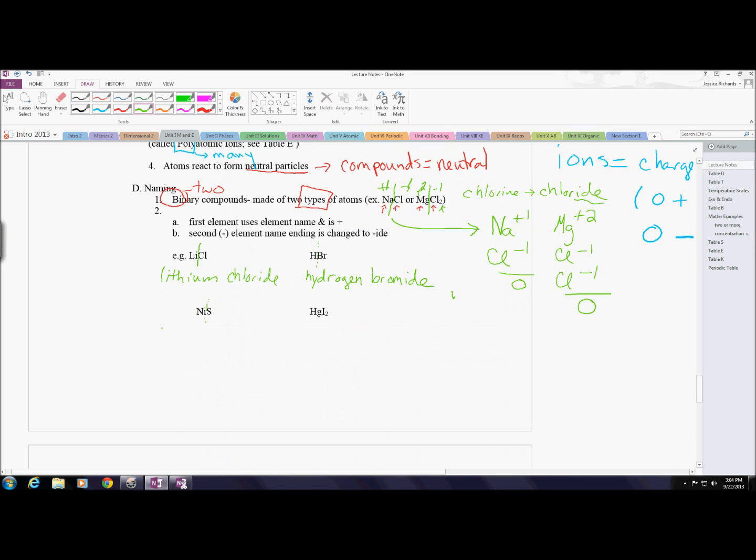Since the nickel is first, it gets to keep its element name. It's just nickel. The S, sulfur, becomes sulfide. And I have nickel sulfide.